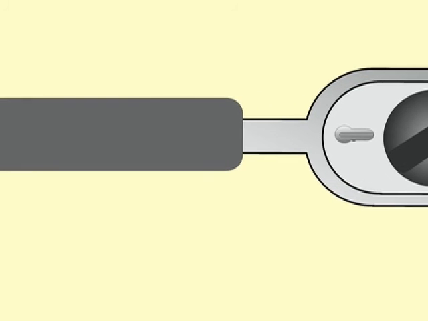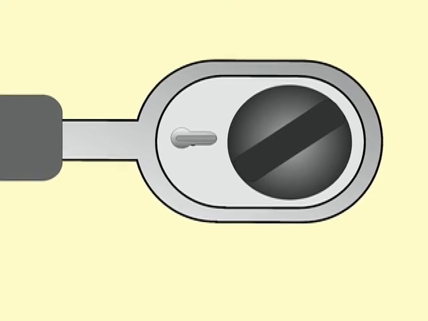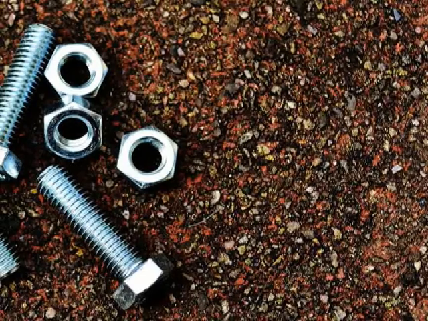And with a few back and forth motions, we can quickly finish the job. This wrench has a small lever for selecting either loosening or tightening a screw.